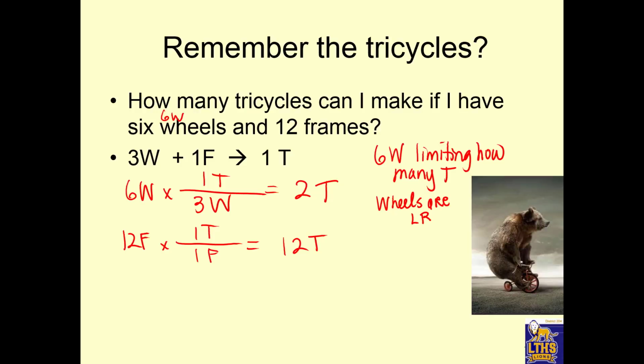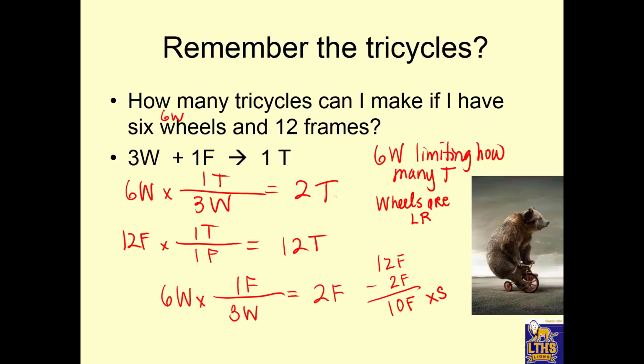Right? The other thing we can find out is that we'll only get 2 tricycles, so the limiting reactant tells us how much product we can get. And if I use up enough wheels to make 2 tricycles, I'm going to use up 3 wheels any time I use up 1 frame. So I'll only use up 2 frames. If I had 12 frames to start with, minus 2 frames that get used up, then I'm going to have 10 frames in excess, or left over.